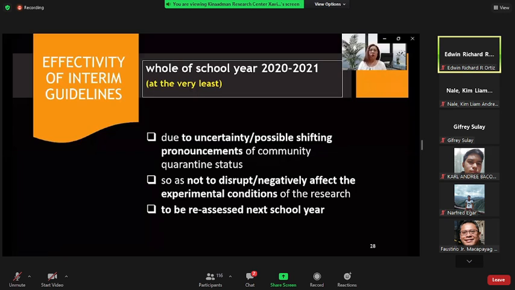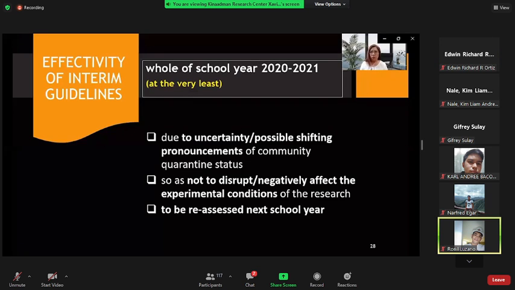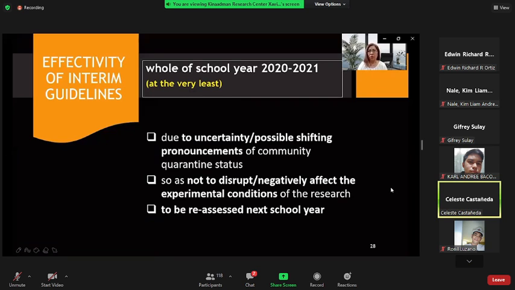So, what about the effectivity of the interim guidelines? The guidelines were approved in early August of 2020. So the effectivity was the whole school year 2020-21, to be reassessed by the next school year, and this has already been assessed and is still being implemented. The effectivity is due to the uncertainty and the possible shifting pronouncements of community quarantine status, and also so as not to negatively impact the experimental conditions of the research.